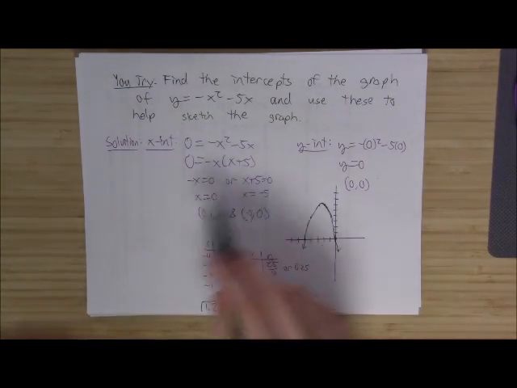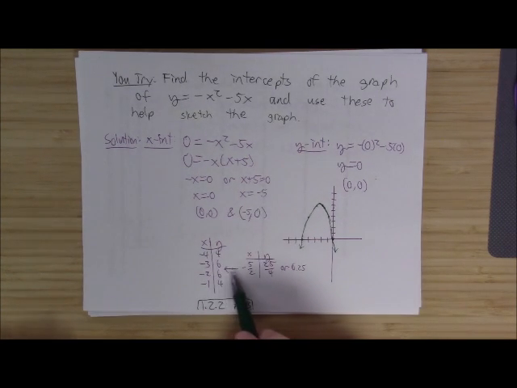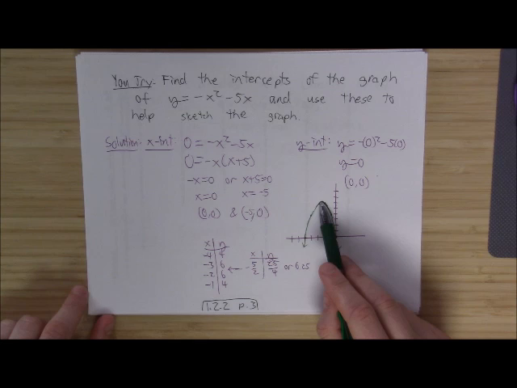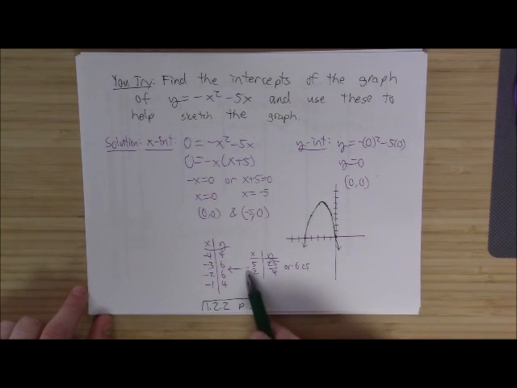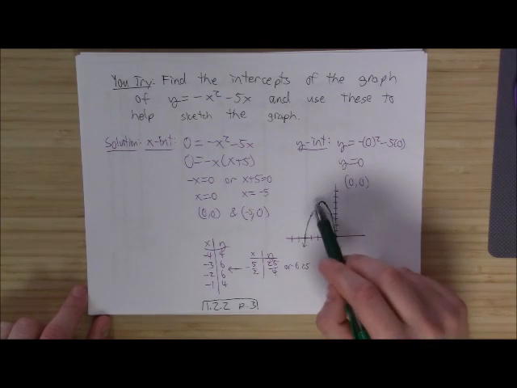Anyhow, here I went ahead and found the intercepts, then I got some points. I noticed that I want a point in between because I want to find the vertex of this. That's what that high point is called. And if I take the point right in between, negative 5 halves, that gives me 6.25.